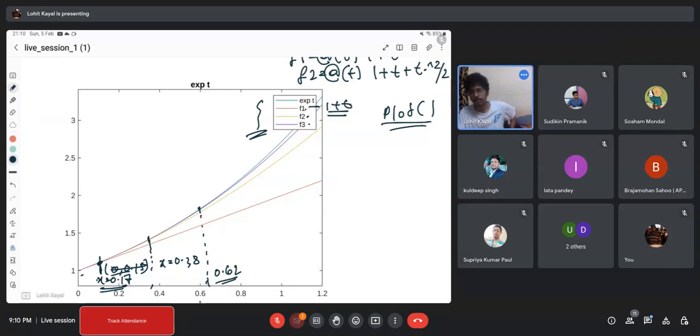Factorial. Just use factorial of 2, factorial of 3.